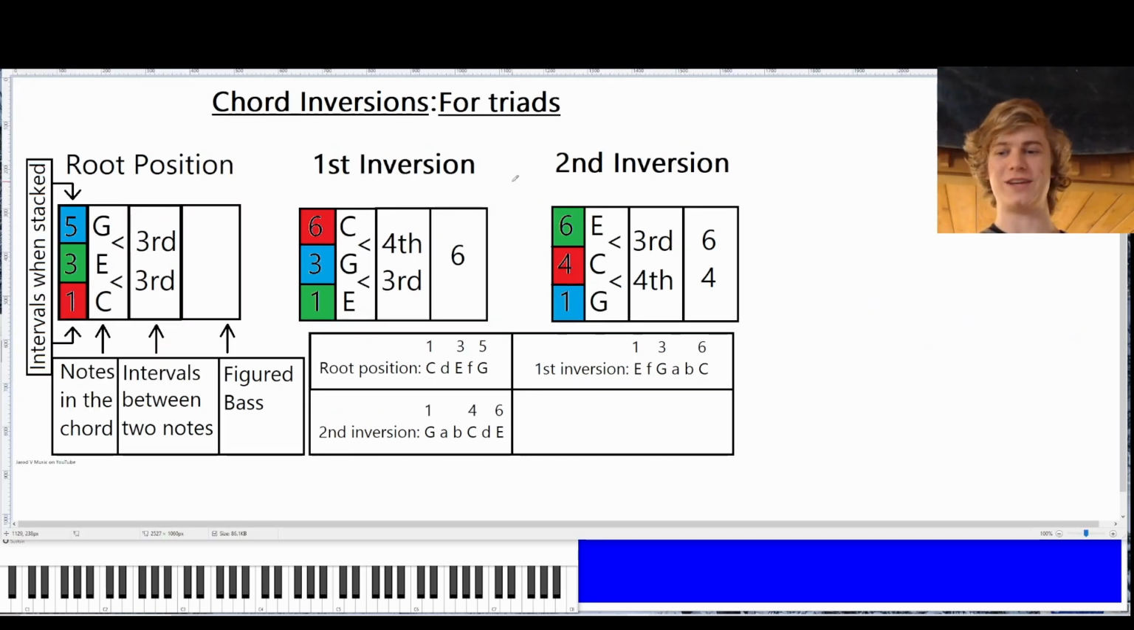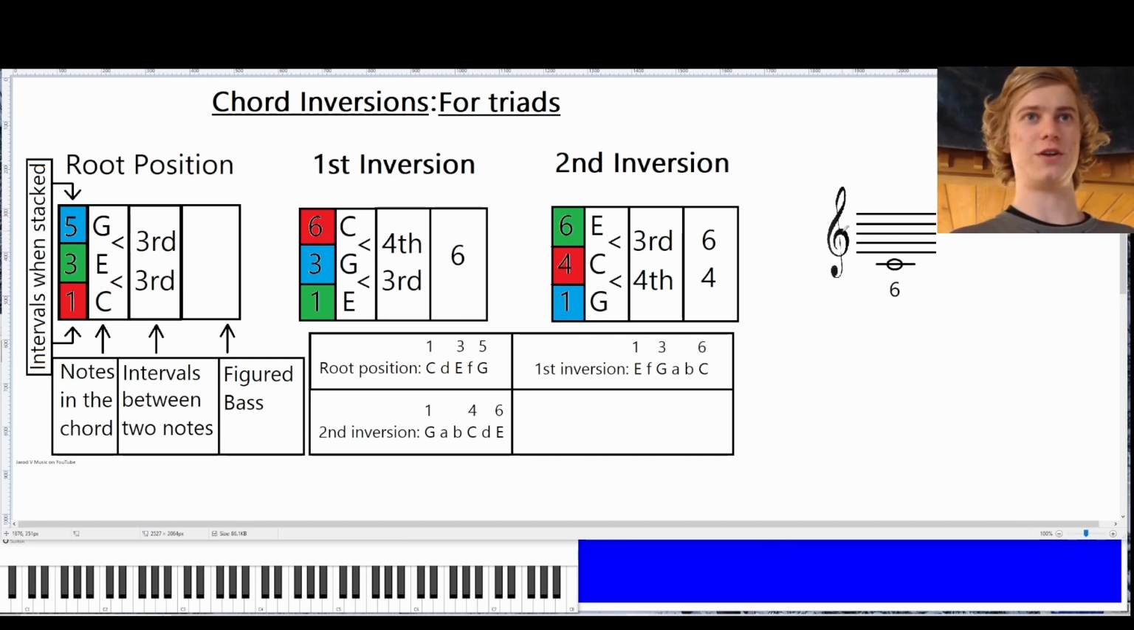Okay, so now figured bass. This is going to be just a brief intro to it. As I was discussing, when you have your first inversion, you don't have a 1, 3, and a 5. You now have a 1, 3, and a 6. So to notate that in figured bass, because the difference between your root position and your first inversion is that 6th, you're going to notate a 6.